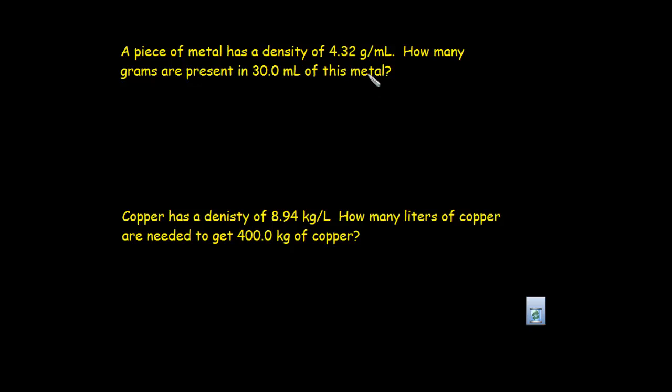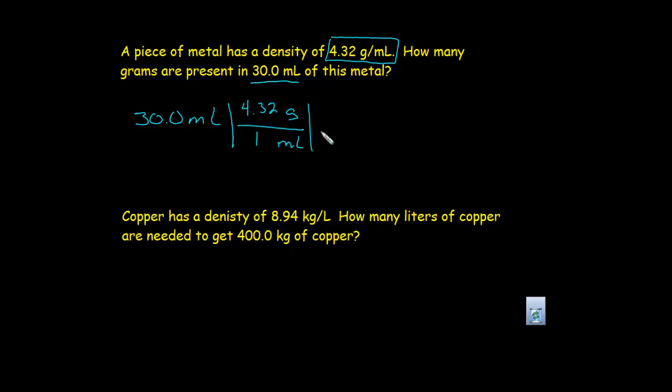A piece of metal has a density of 4.32 grams per milliliter. How many grams? So we're hunting for grams this time, and we're given milliliters. So what I'm going to do is start out with the thing that only has one unit. So I take 30 milliliters, and I'm not worrying about the equation. I'm actually doing this dimensionally. So what I do is I set up my goalposts. I want to get rid of milliliters, and I want to go to grams. Well, if we look at this density, this really means that there are 4.32 grams in 1 milliliter. So that's what I'm going to write down: 4.32 grams in 1 milliliter.